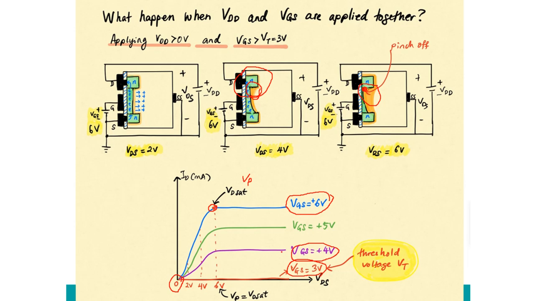So finally, from this characteristic, the important parameter now is VGS equal to 3, which we call the threshold voltage. So you can understand from here, the threshold voltage will produce ID equal to 0 during this time, which means that the transistor is off.